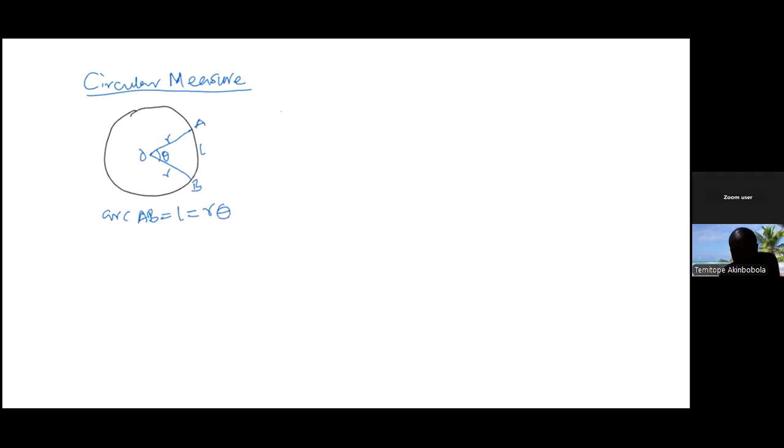Length of arc equals theta over 360 times 2 pi r. You know that this is the formula in secondary school, O level. Now, 360 degrees is equivalent to 2 pi radians.